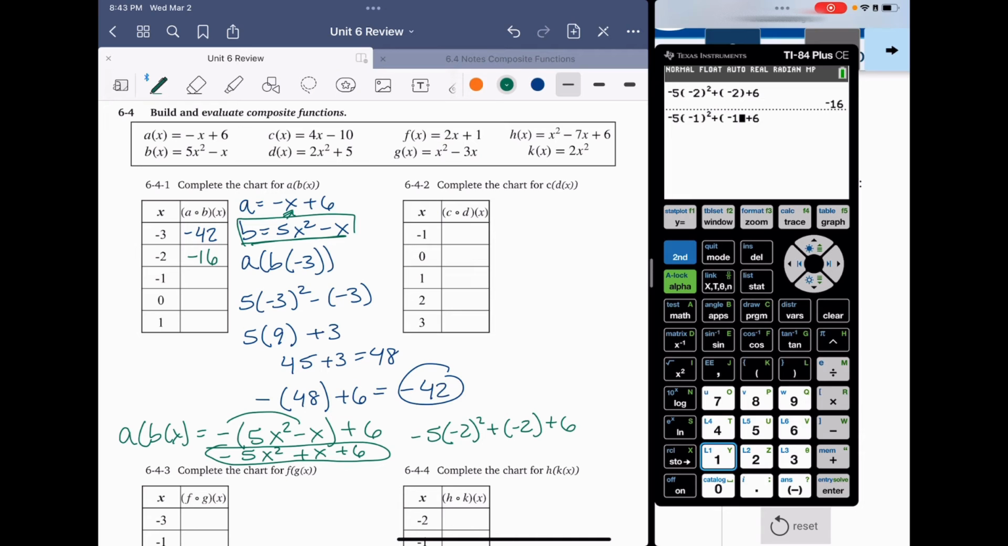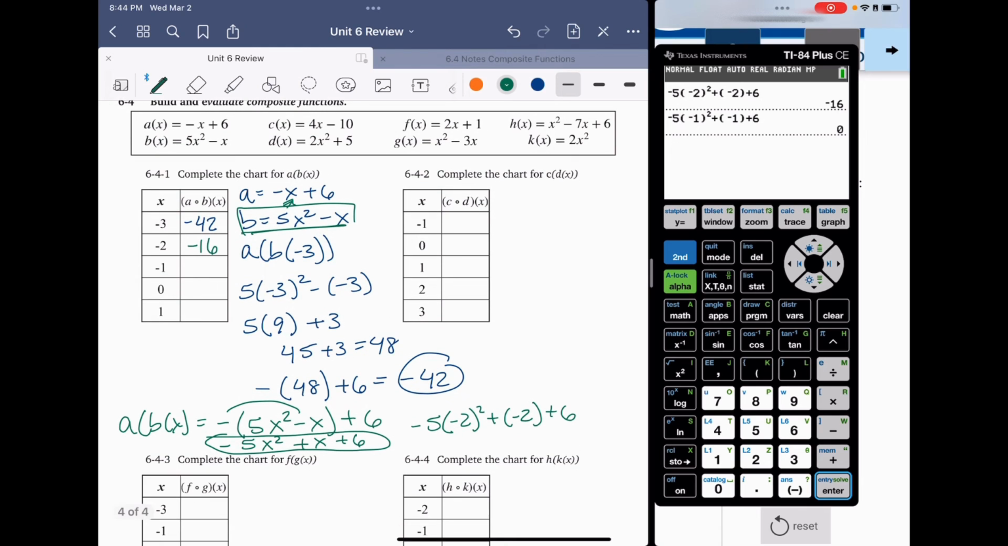It's usually much simpler, but with trial and error, you'll get there. So instead of negative 2, now I have my equation with negative 1. And you don't have to scroll to the end of the equation to hit enter. You can hit enter wherever you are once you have the equation the way you want it. So I hit enter and I get 0. So I write 0 in on my chart.